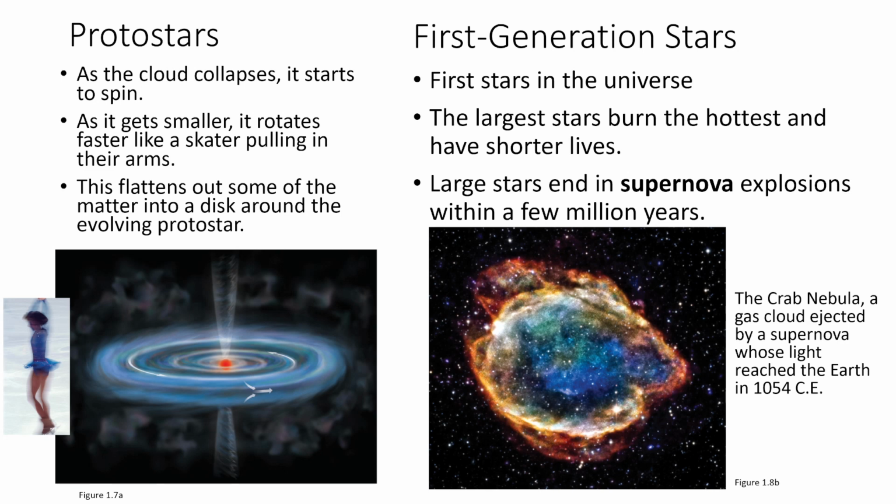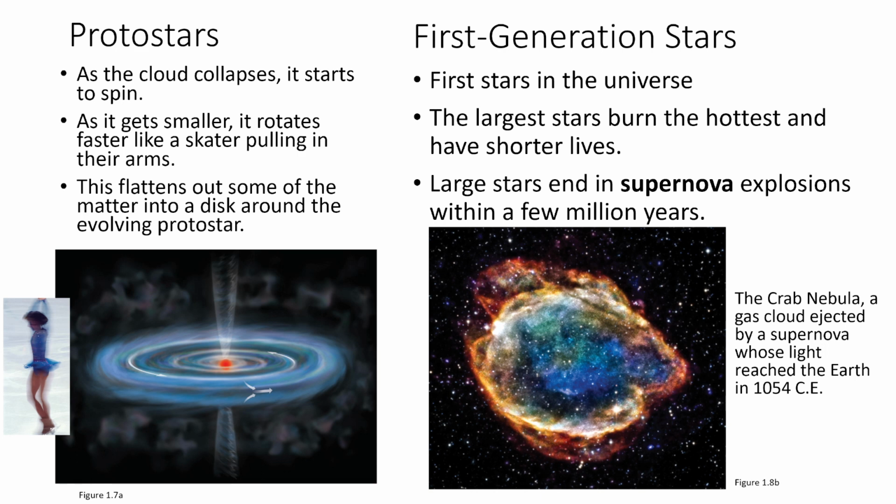When the nebular cloud collapses, it starts to spin as a result of all of the material coming together and all of their gravities interacting with one another. And as that material gets smaller into a smaller space, it rotates faster and faster. The analogy you can use for this is a figure skater pulling in their arms while they're spinning. As their mass becomes more centered, their velocity increases, so the spin becomes faster. Actually, this turns out to flatten the matter in the disk around the evolving protostar.